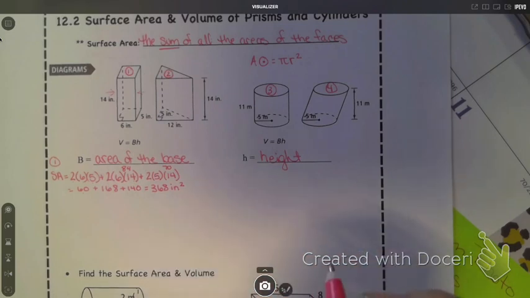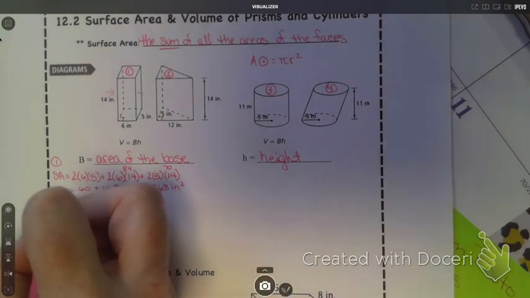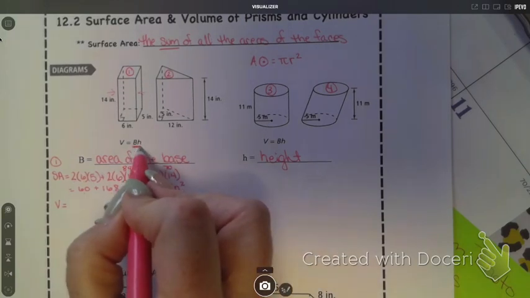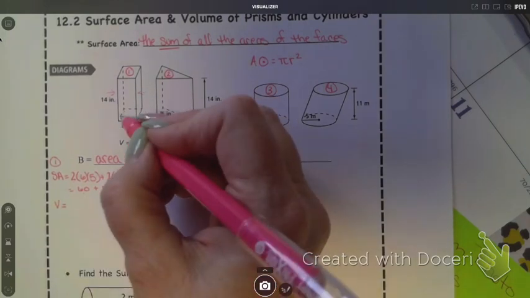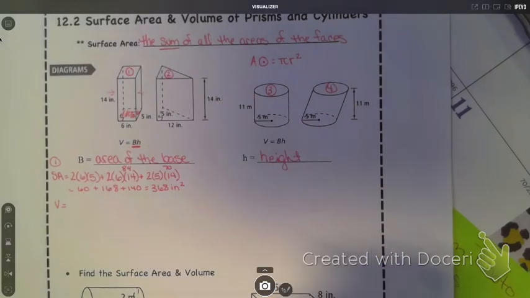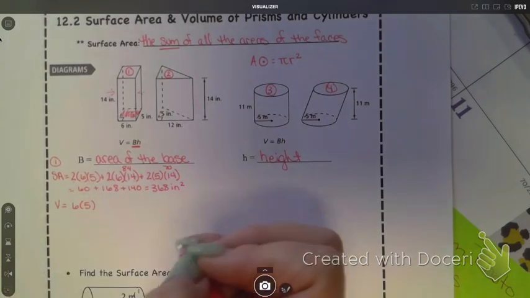Surface area going to be too hard to do? No. So volume for number 1. Volume is the area of the base times the height. So the base is down here. So that'd be 6 times 5. And the height is what?